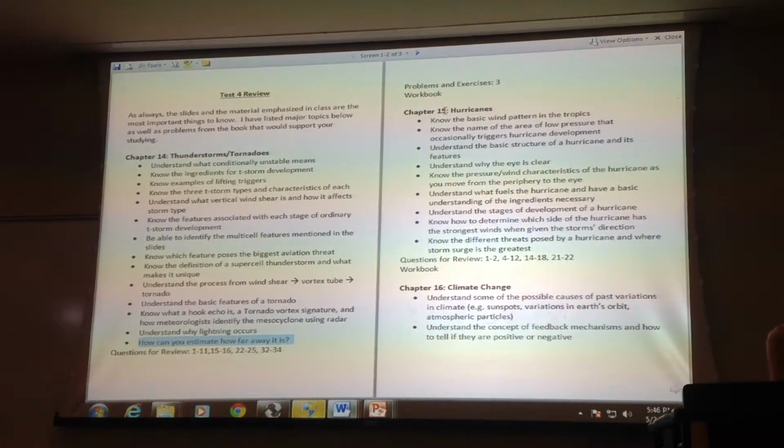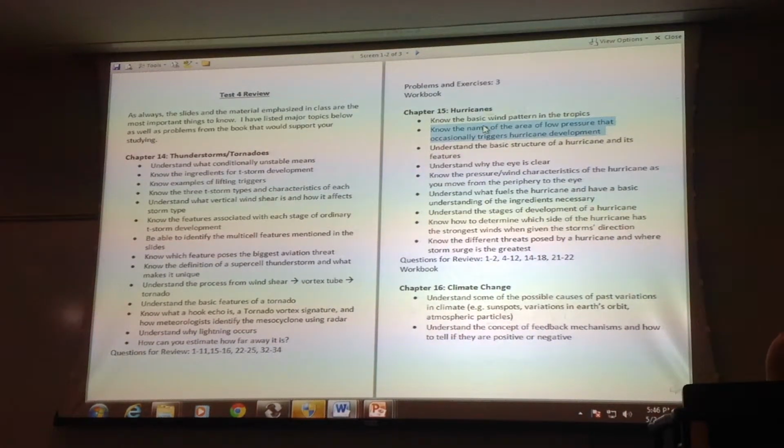Chapter 15 is hurricanes. First, just know the basic wind pattern in the tropics. Here in the U.S., typically winds are from west to east. What's the pattern in the tropics? The opposite. It's from the east to the west, which is also called westward, headed towards the west.